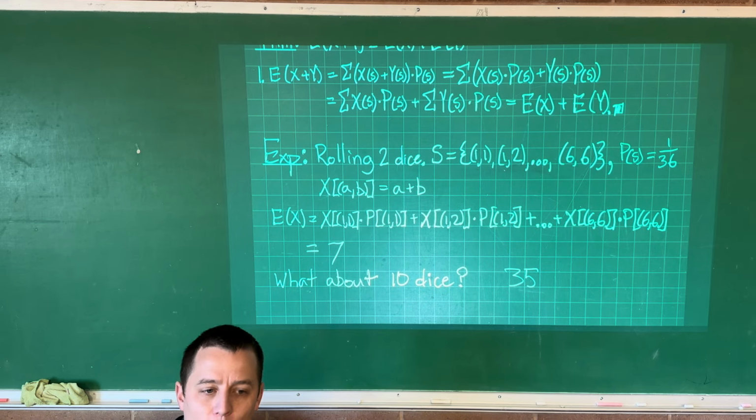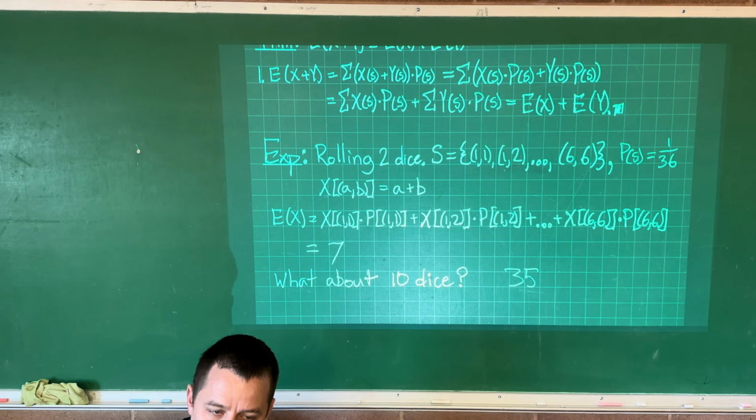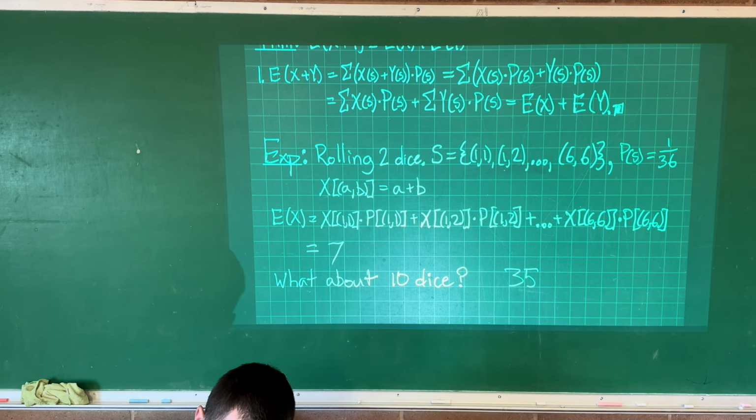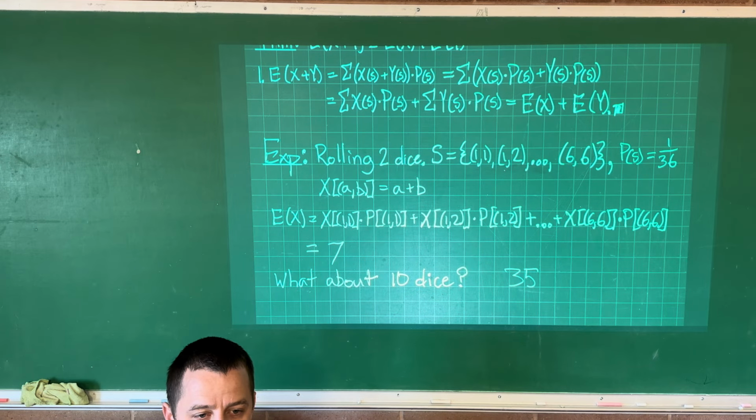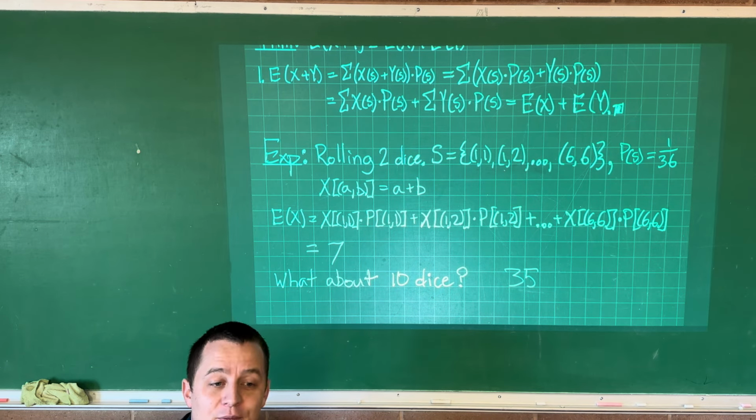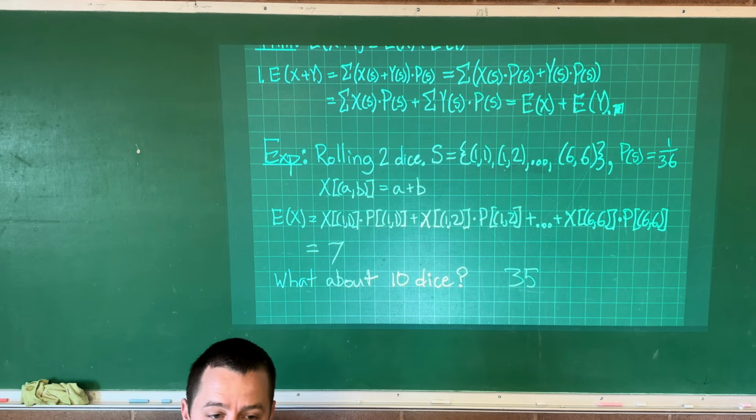So, nice and simple, hardly even have to think about it. If you tried to plug 10 dice into our actual definition, what a nightmare. How many terms would that have? A lot. That's exactly how much it would be. I'm glad you didn't round.